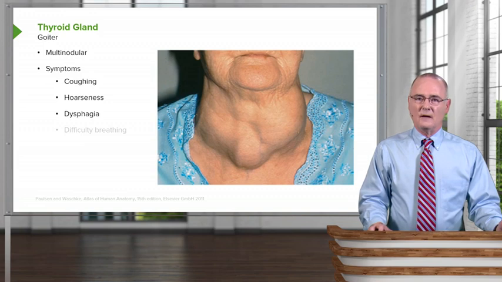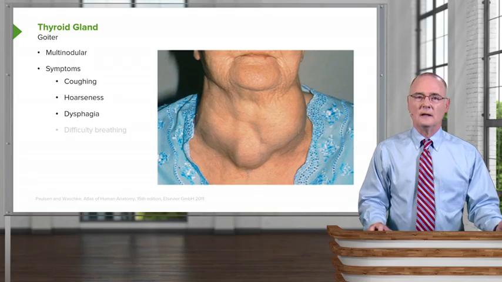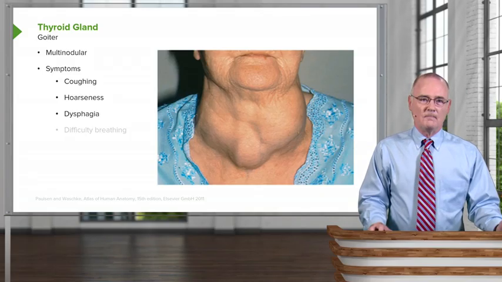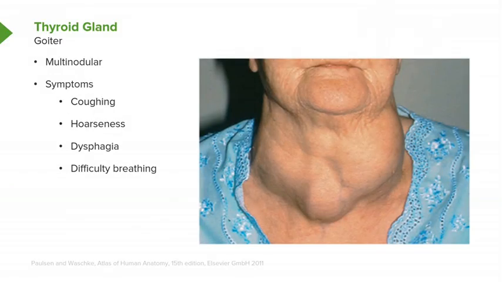Another symptom that can be associated with goiter is difficulty swallowing, dysphagia, and this would be due to a mass effect. So the mass is compressing the structures that convey the bolus of food. And then lastly, again, due to a mass effect, you can have compression of your respiratory passageways in the area of the trachea, making that a problem for some patients.